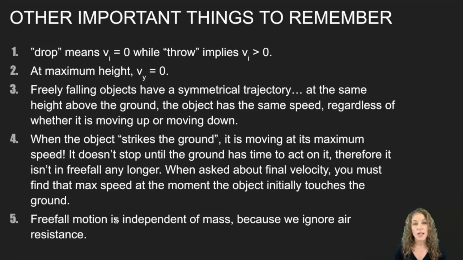So the final velocity of an object in free fall right above the ground is never 0 because it's at maximum speed at that point. And last, free fall is independent of mass because we ignore air resistance, and air resistance and mass are highly related, but we're not going to pay attention to that in this unit.